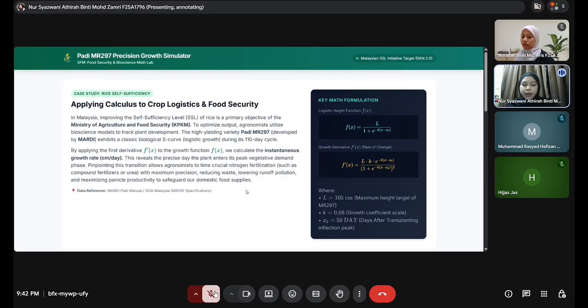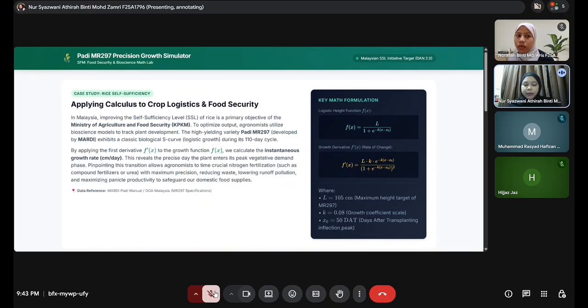Summary of the chosen bioscience problem. The bioscience problem that I selected is food security and rice self-sufficiency in Malaysia. Rice is one of the most important staple foods for Malaysians. As the population continues to grow, the demand for rice also increases. Therefore, it is important to ensure that Malaysia can produce enough rice to meet domestic needs.